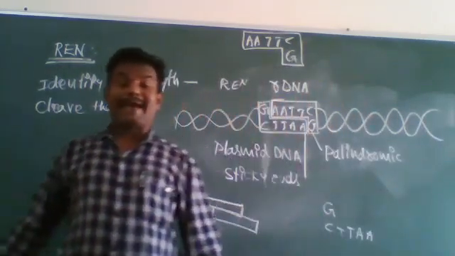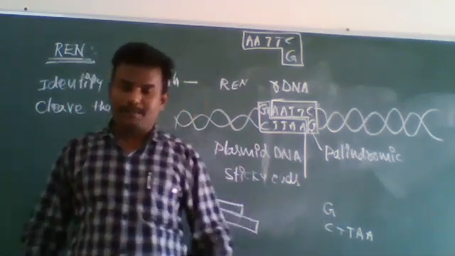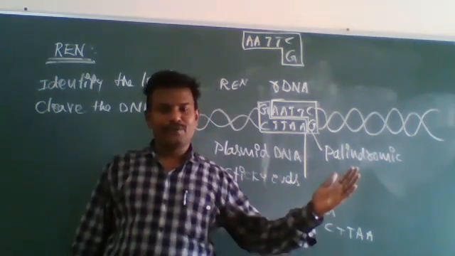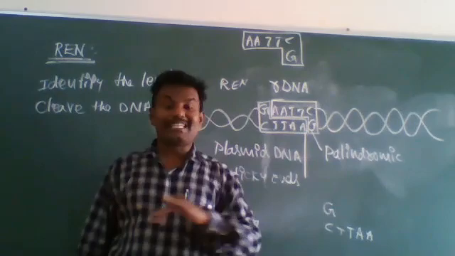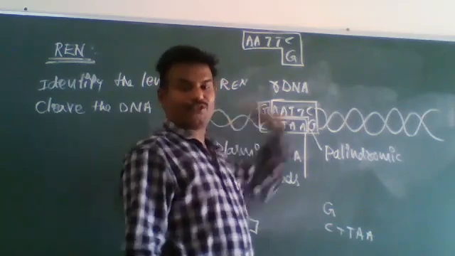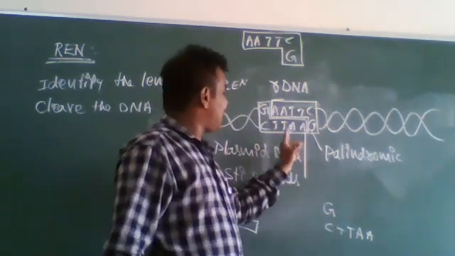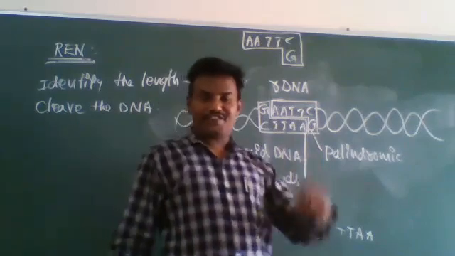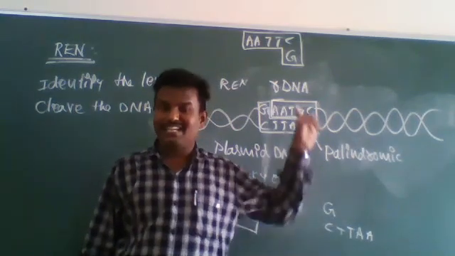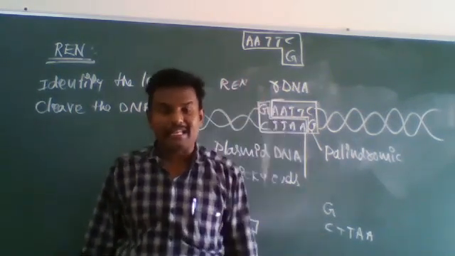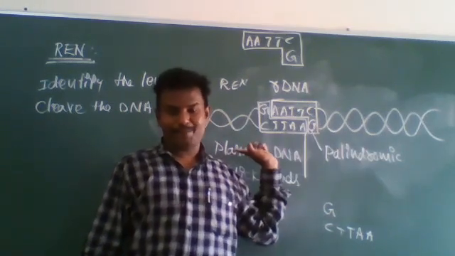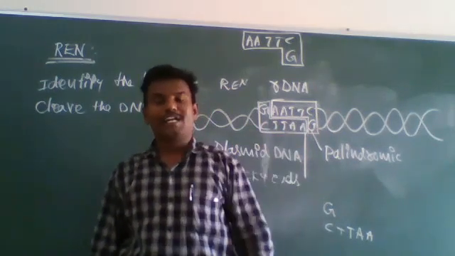Palindromic. What does palindromic mean? In English, there are palindromic words that read the same from left to right and right to left. G, A, T, C from left to right, and from right to left, G, A, T, C. This kind of sequence is called a palindromic sequence. Exactly according to the palindromic sequence, the restriction endonuclease enzyme can cleave foreign DNA and plasmid DNA.